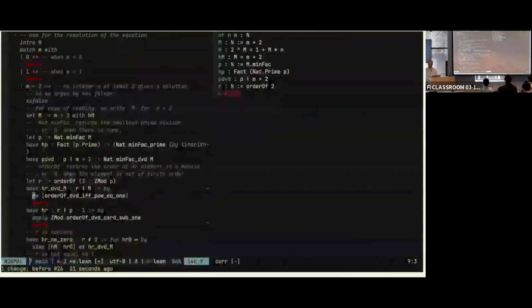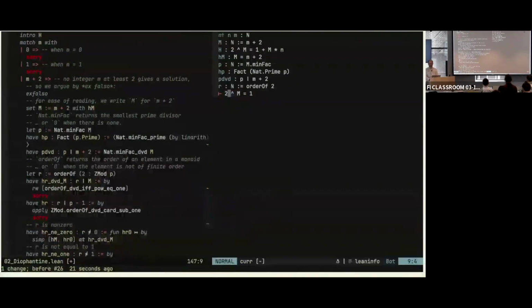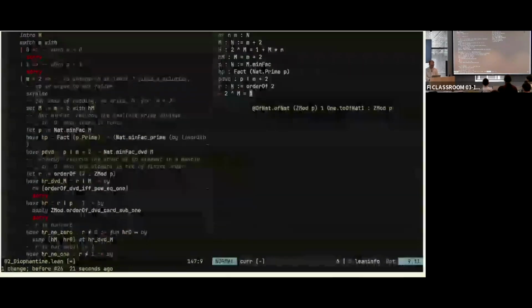And what does it mean that the order of something divides something else? It means that the thing to the power of that is 1. So there is this function, order of dvd, if and only if power equals 1. And now I have to prove that 2 to the m is 1. But it's not the same 2 as before, it's not an integer now. You see, it's an element of z mod p. And here it's the 1 of z mod p.